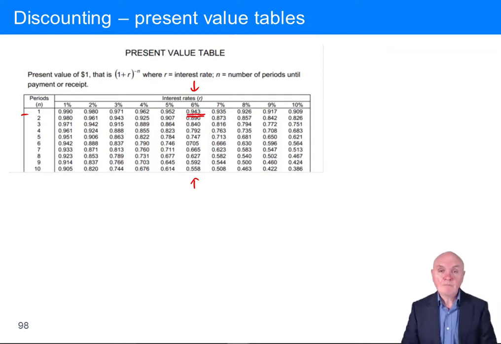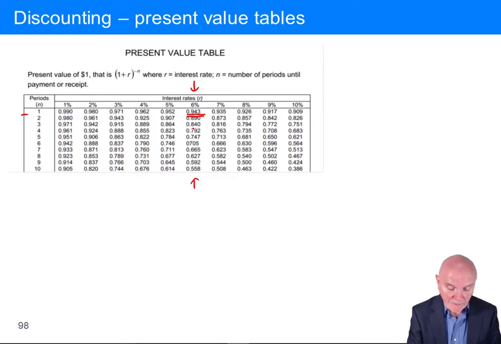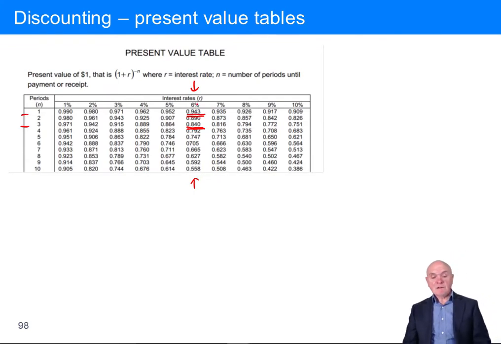So here's our 6% column, and here's our 1 year row, and you see in here 0.943. And if we go to the 3 year one down here, there we have 0.84 in there, 3 years at 6%. So this very easily allows us to work out, by using these tables, what the present values of amounts are. So let's see a little example.